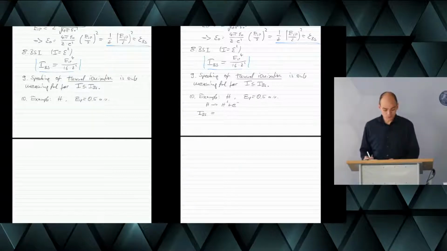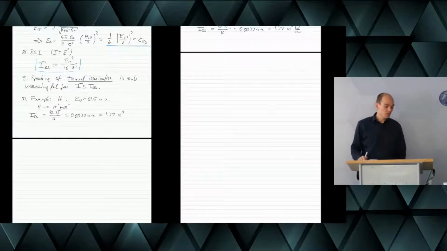Then we can calculate the barrier suppression intensity. EIP is 1/2, so this is 0.5 to the 4th power. So 1/16 divided by 16. I calculated that right, didn't I? So to the 2nd power would be 1/4, to the 3rd power would be 1/8. So 1/16 over 16. So this is 1/256, or 0.0039 atomic units. And that corresponds to an intensity of 1.37 times 10 to the 14 watts per square centimeter.